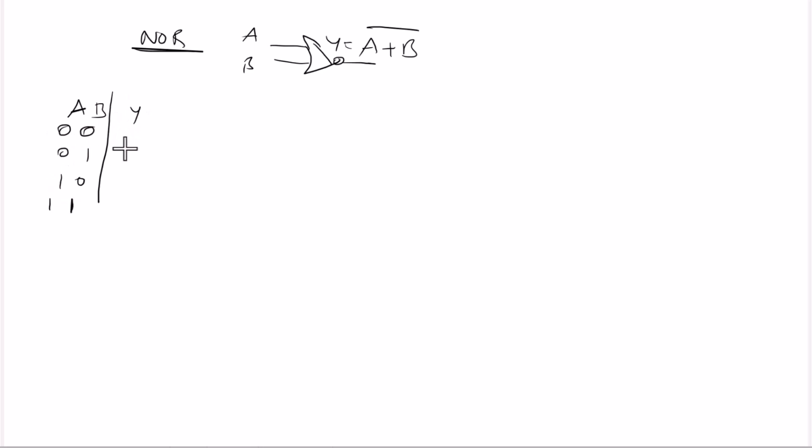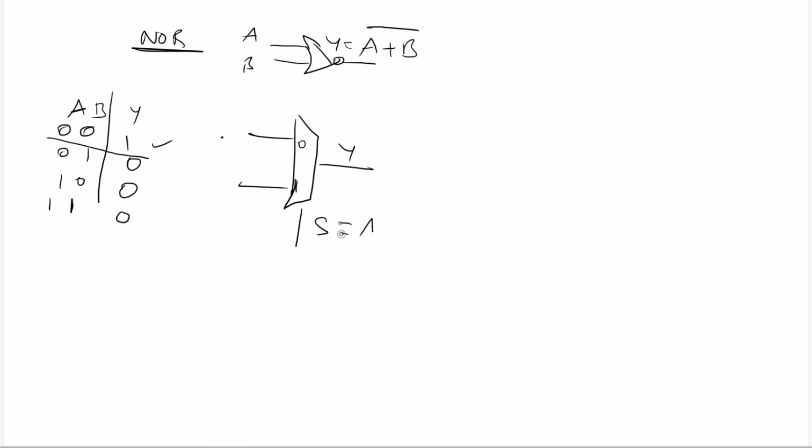The NOR gate symbol is like this: a b inputs and the output is a plus b whole bar, that is y. So the truth table is for a b 0 0, 0 1, 1 0, 1 1. For 0 0, 0 plus 0 is 0, bar is 1. 0 plus 1 is 1, bar 0. 1 plus 0 is 1, bar 0. 1 plus 1 is 1, bar 0. So only in this case we get 1. In the remaining cases it becomes 0. So the diagram will be written here with 0 1, and the output is y.